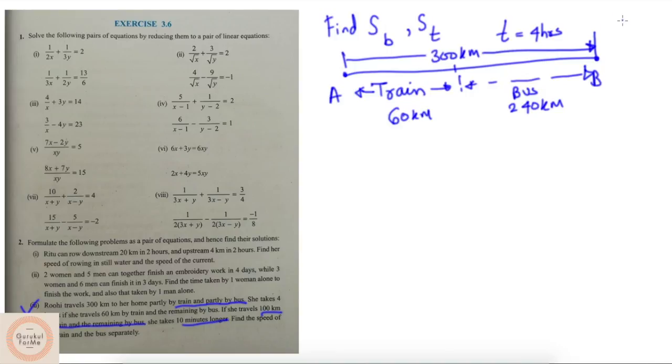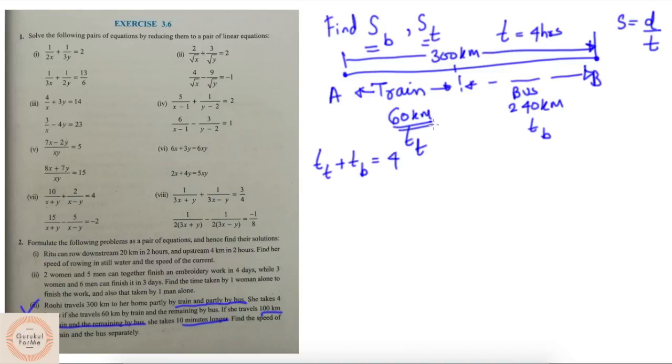Got it. What is the definition of speed? Speed is equal to distance divided by time. Great. Now, how do we solve this? Can I say that time taken by train is T1, or rather TT, and time taken by bus is TB? We know the speed of the bus is SB and speed of the train is ST. Okay. Can I say that TT plus TB is equal to 4? We can say that.